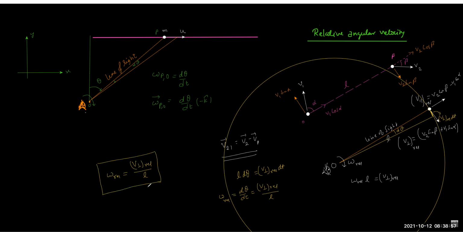Now, the good thing about omega is whether one is looking at two or two is looking at one, both will have the same omega. So if one will see clockwise, two will also see clockwise. So omega 1 2 is always the same as omega 2 1. So we only take the value, and just let me write the omega relative equals v2 sin beta.